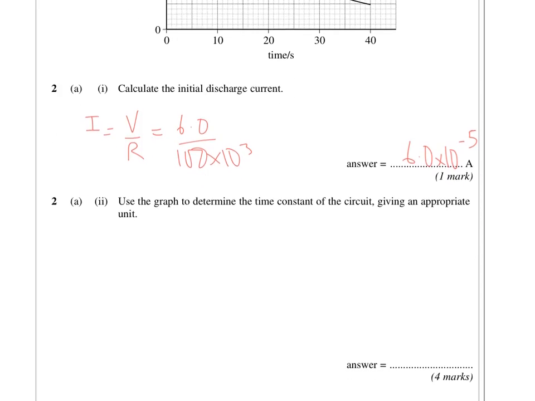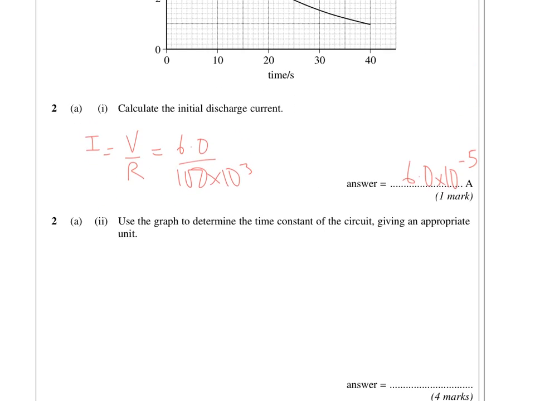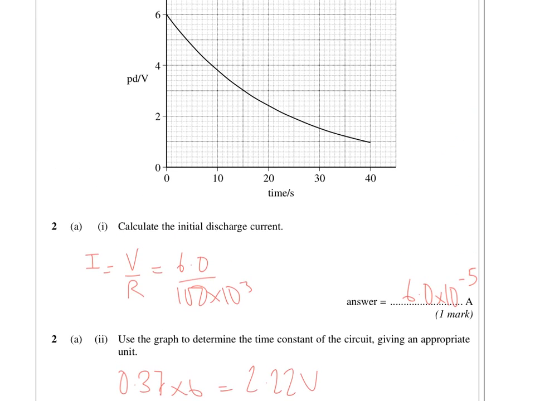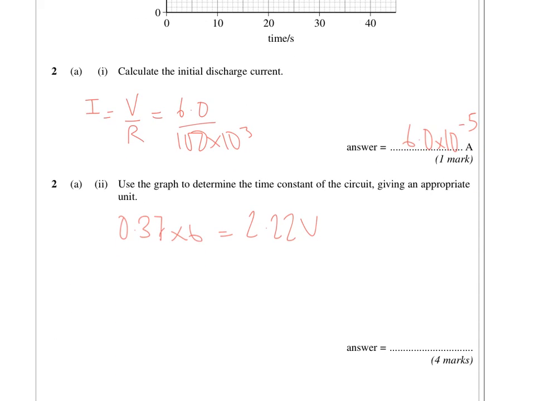Okay, use the graph to determine the time constant of the circuit, giving an appropriate unit. So we need to find what 37% of 6 is, which is 2.22 volts. So let's mark that on the graph. Where's 2.22? It's about here. So let's read across. So we're looking somewhere about here. That looks like a time of 22 seconds if you're reading off from the graph. So that would be 22 seconds because it's a time.